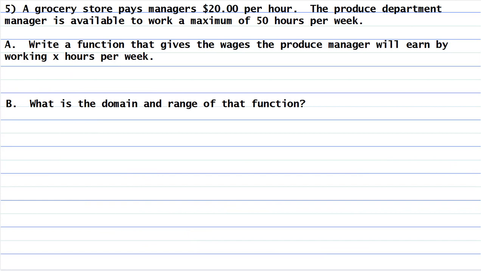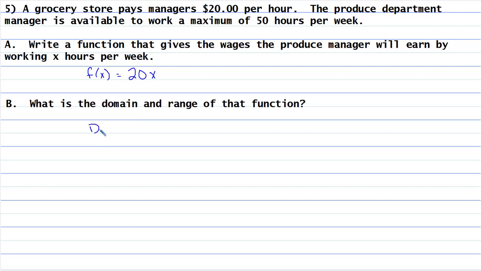So we have a grocery store that pays the managers $20 per hour, and the produce department manager is available to work a maximum of 50 hours. So if we want to write a function that would give the wages earned by x hours per week, it's a very simple equation, right? We have f of x equals how much we earn per hour times the number of hours, with x being the number of hours.